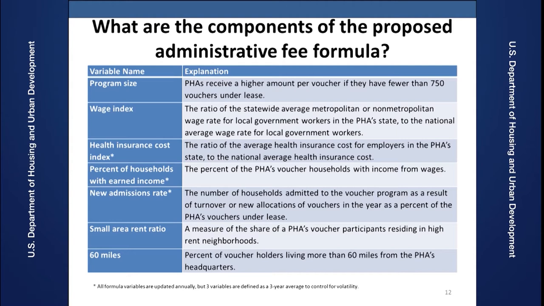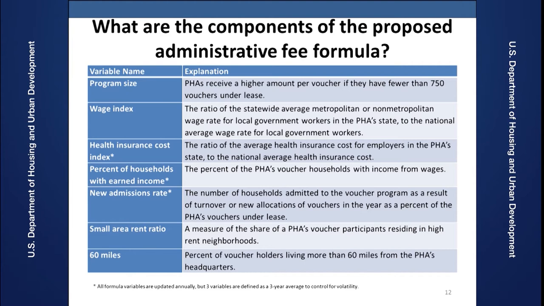So what are the components of the administrative fee formula? What did we come out with after all of this testing? We came out with seven variables. And I'm going to try to spend a fair amount of time, and this is a lot of information to take in. The first variable, which we're calling program size, recognizes our finding that smaller PHAs have higher per unit costs than larger PHAs, so that there are some economies of scale in the program. And the way that translates in the formula is that PHAs would receive a higher amount per voucher if they have fewer than 750 vouchers under lease.